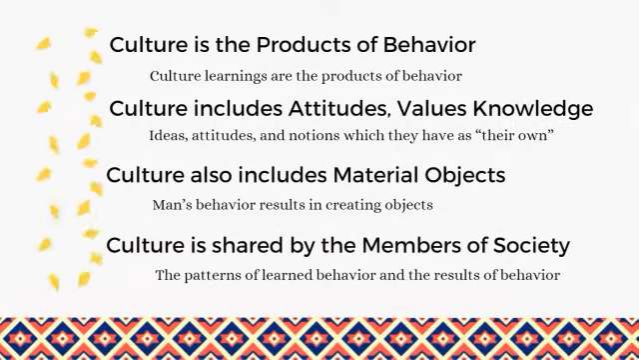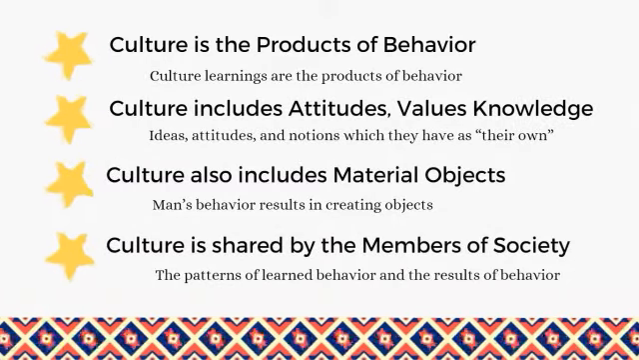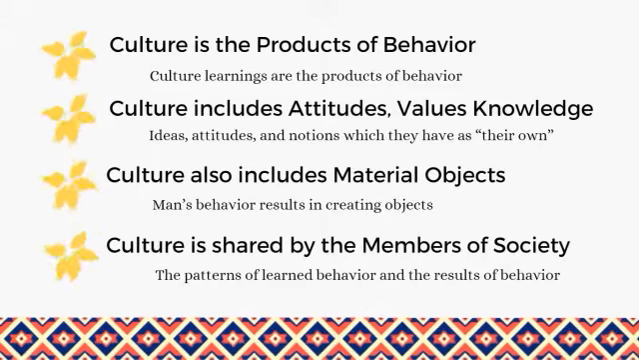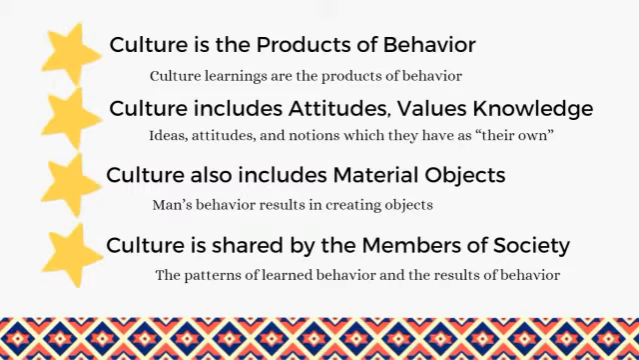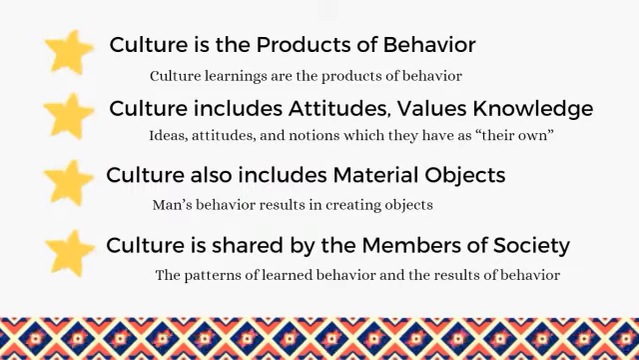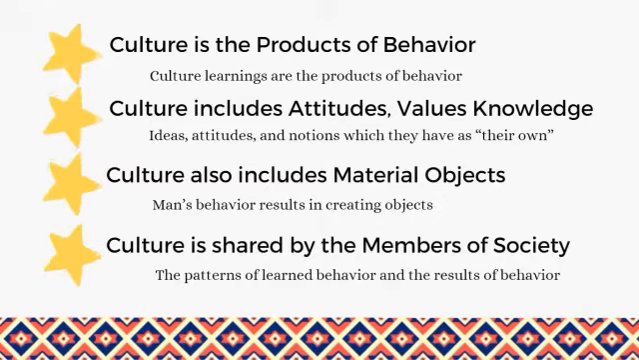For the fourth one, culture is the products of behavior. Cultural learnings are the products of behavior. As the person behaves, changes occur in him. For example, the boy acquires the ability to swim, to feel hatred towards someone, or to sympathize with someone. Therefore, he has grown out of his previous behaviors. In both ways then, human behavior is a result of behavior.